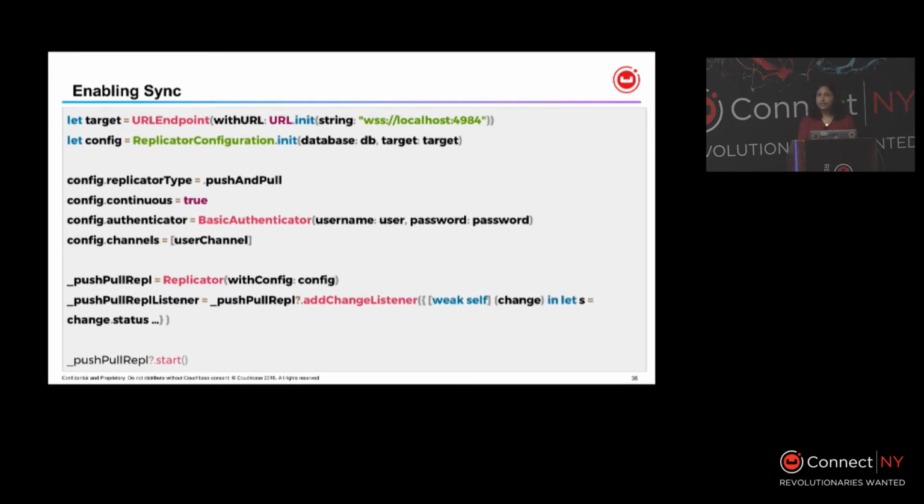You can add a change listener. So anytime as the replication progresses, you can notify the user of the changes. So for example, busy, idle, stopped, connecting, and so on. And of course, you start the replication.